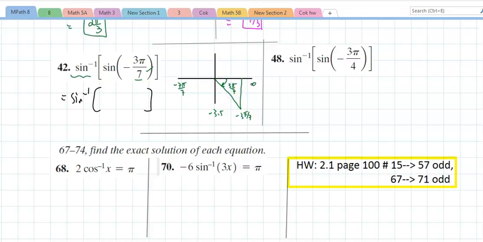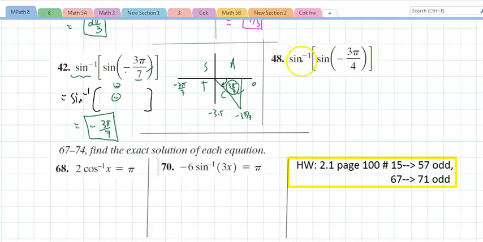Right? So my answer is either going to be positive 3 pi over 7 or negative 3 pi over 7, depending whether this is plus or minus. If this is plus, 3 pi over 7, if this is negative, negative 3 pi over 7. If I look at, in this quadrant, isn't that negative? Right? So that would be negative 3 pi over 7.